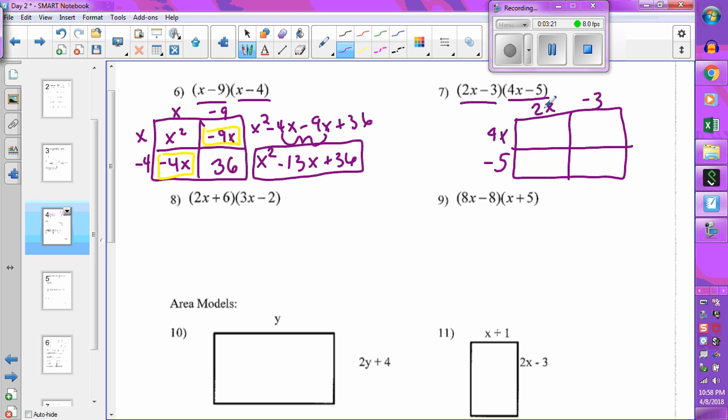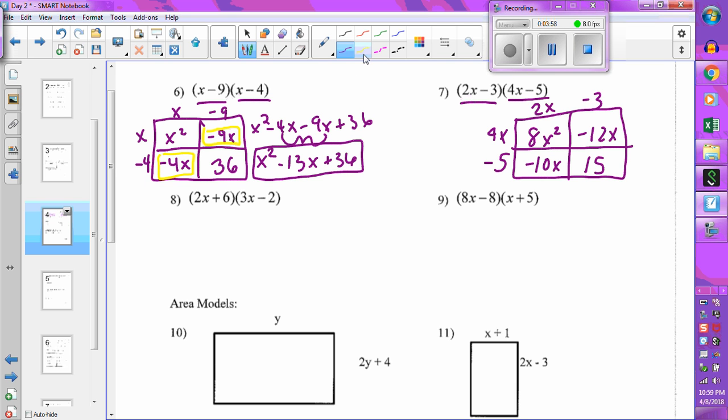Now we're going to multiply, starting here. Our 4x and our 2x is going to multiply to be 8x squared. We're going to multiply the 4x and the negative 3, which is going to give me a negative 12x. We're going to go down here and multiply the negative 5 and the 2x, which is going to give me a negative 10x. And we're going to multiply the negative 5 times the negative 3, which is going to give me a positive 15. Remember, a negative and a negative turns into a positive.